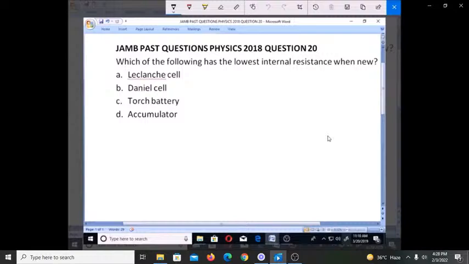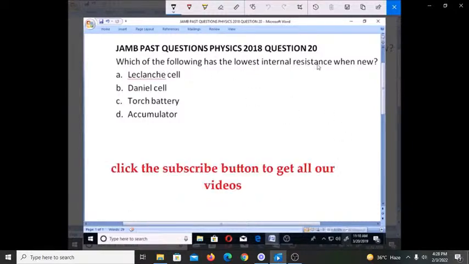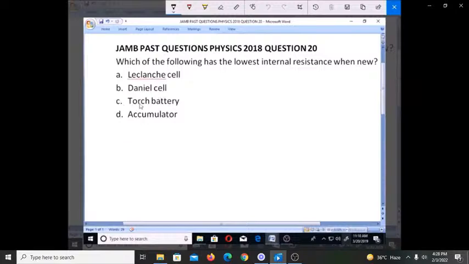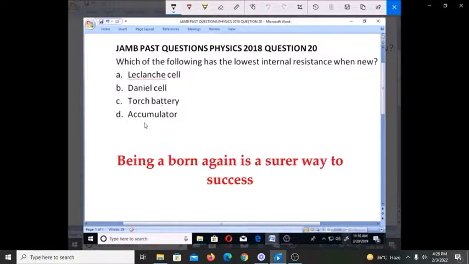Look at this question number 20 for JAMB Past Question Physics 2018. Which of the following has the lowest internal resistance when new? A. Leclanche cell. B. Daniell cell. C. Torch battery. D. Accumulator.